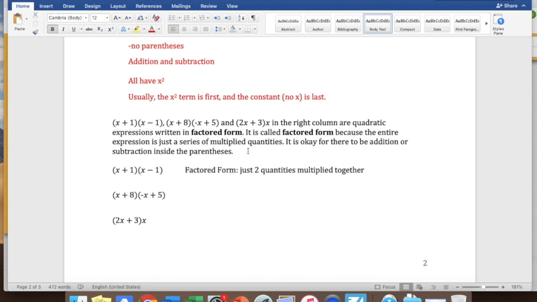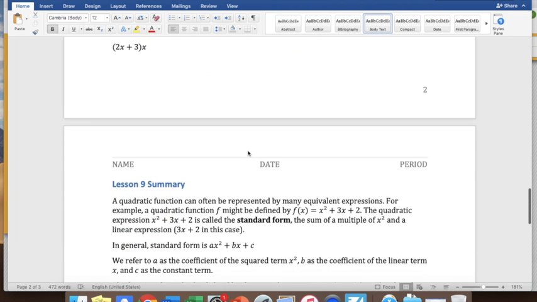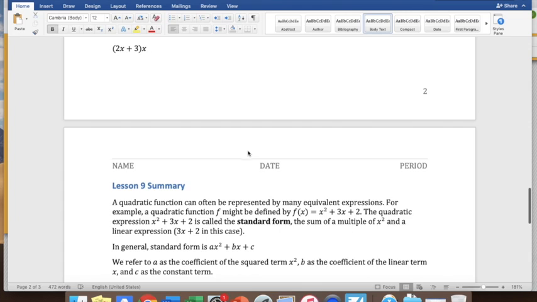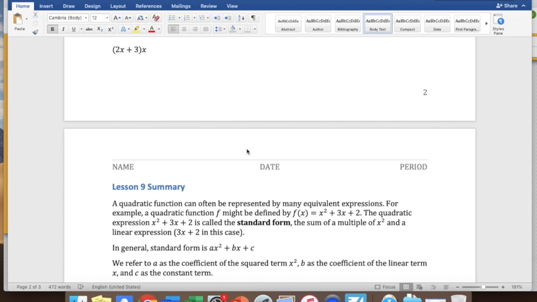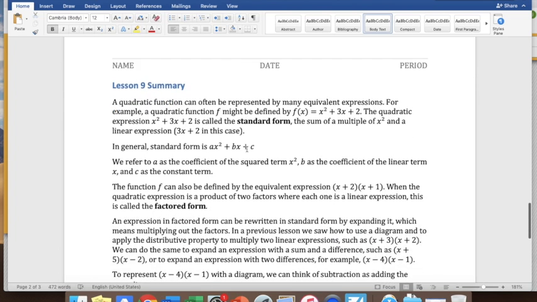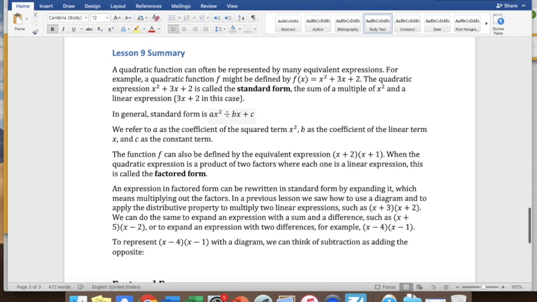I probably could have put another lesson in here and combined it, but I think I'm going to try to give you more reasonably paced stuff, and because this is a great lesson to review our multiplication of quantities and our distributing. So that's really our lesson for today, learning about what standard form means. Standard form is basically, it's the sum of a multiple of x squared and a linear expression. So yeah, we have our x squared, and then we have our mx plus b.